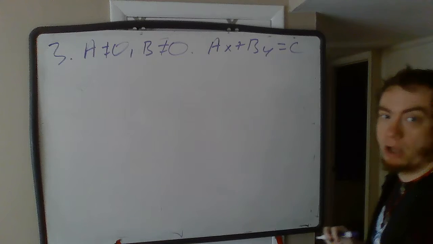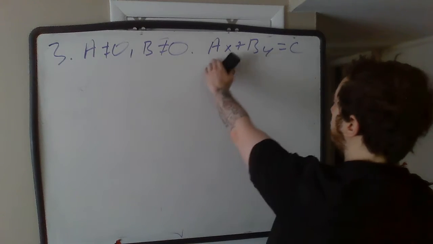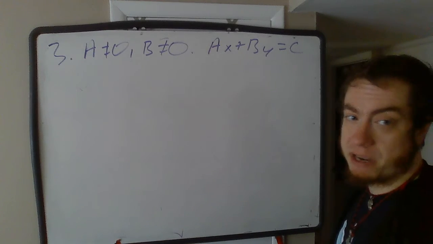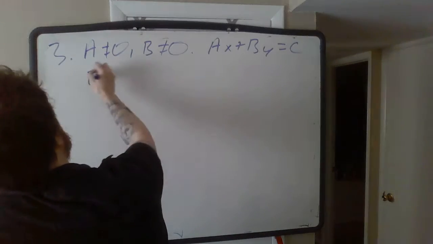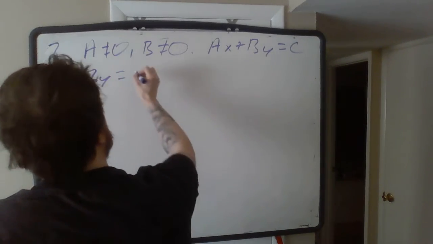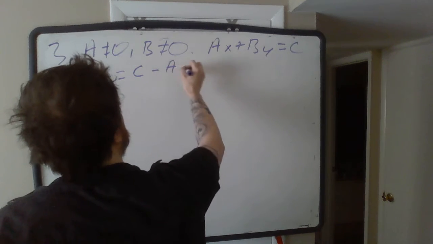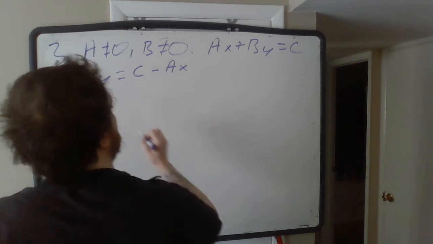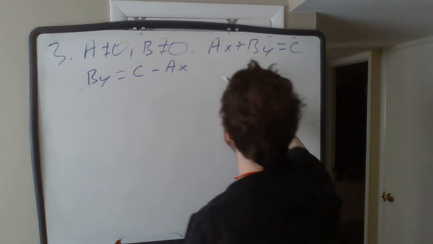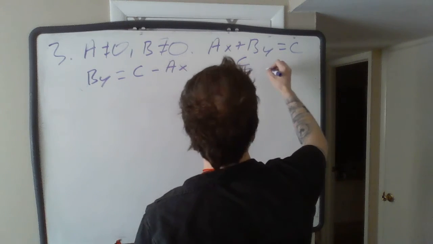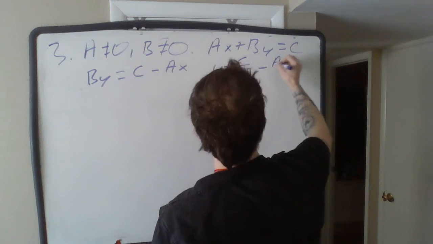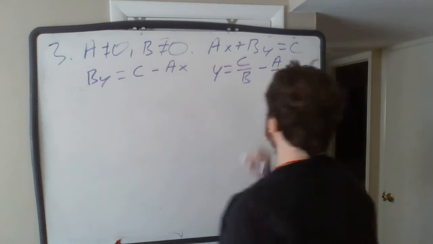Because both a and b are not equal to 0, I can rewrite this as by is equal to c minus ax, and I can then rewrite that as y is equal to c over b minus a over b times x.